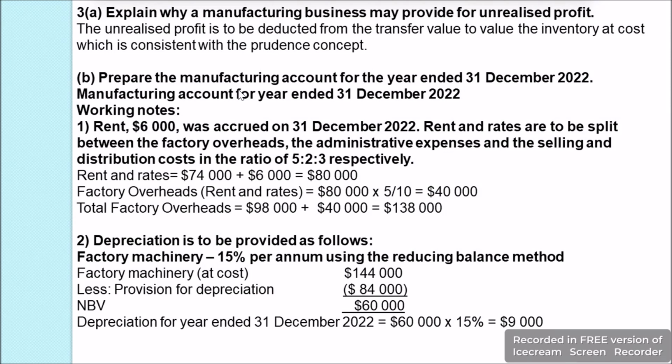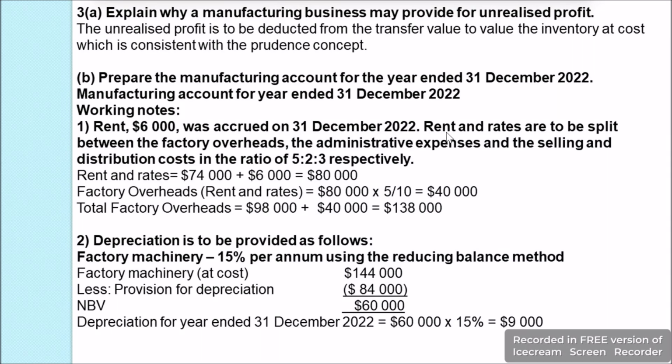In the B bit of the question, we are asked to prepare the manufacturing account for the year ended 31st December 2022. So before making the manufacturing account, let's do the working in our working notes. It was given that rent of $6,000 was accrued on 31st December 2022. Accrued means this is outstanding, but this was for the period for which we are making the manufacturing account. Hence, it will be an expense for this period.